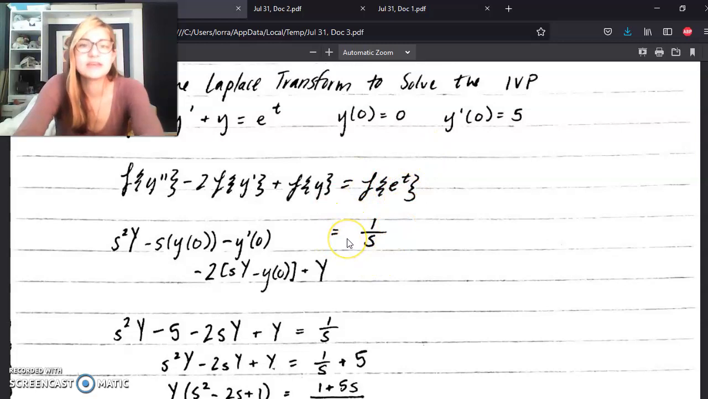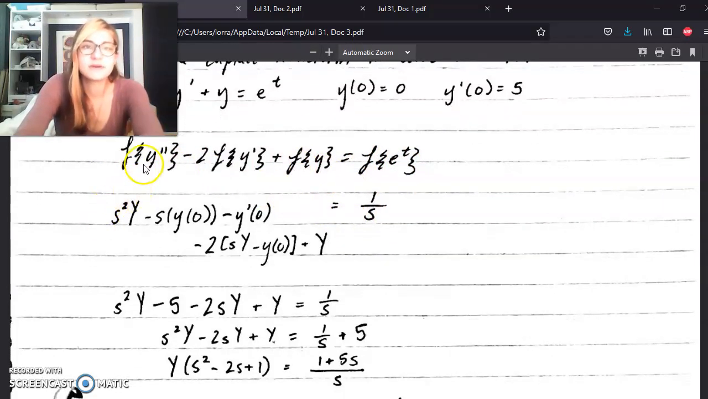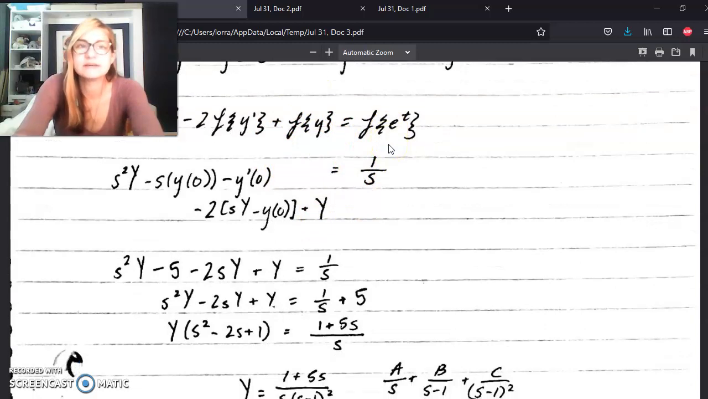That was super simple. And then these Laplace transforms are equal to, so the Laplace of y double prime is equal to s squared Y minus s times y at 0 minus y prime at 0. And then minus 2 of the Laplace of y prime, which is minus 2 times s capital Y minus y at 0. And then plus y, which is just capital Y. And then that's all equal to this left-hand side.